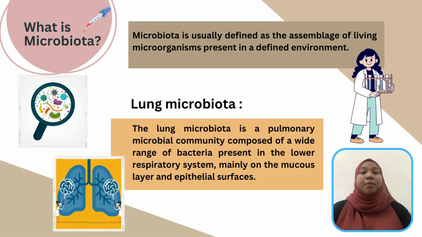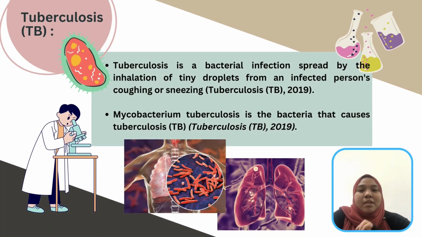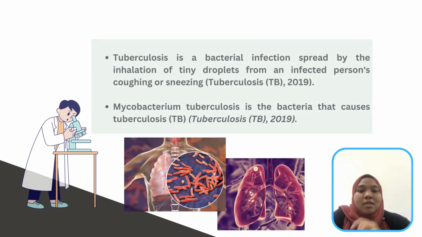What is microbiota? Microbiota is usually defined as the assemblage of living microorganisms present in a defined environment. Lung microbiota: the lung microbiota is a pulmonary microbiome community composed of a wide range of bacteria present in the lower respiratory system, mainly on the mucous layer and epithelial surface. Tuberculosis is a bacterial infection that spreads by the inhalation of tiny droplets from an infected person coughing and sneezing. Mycobacterium tuberculosis is the bacterium that causes tuberculosis.